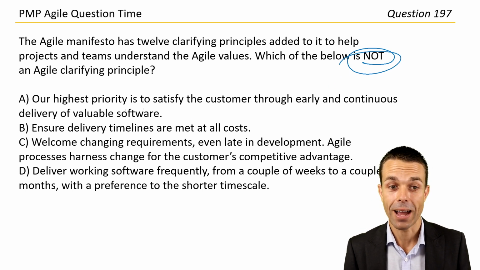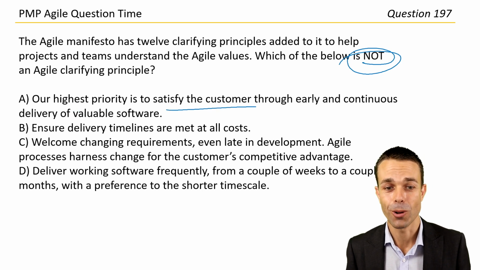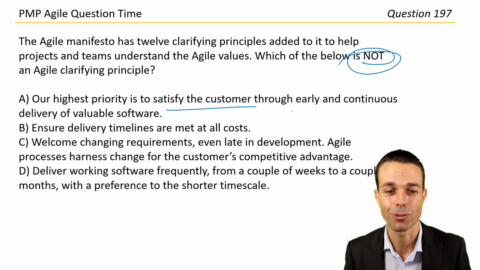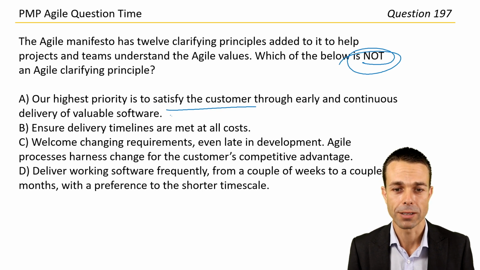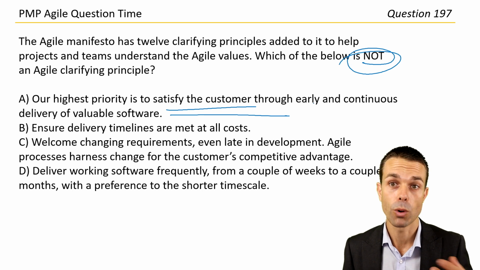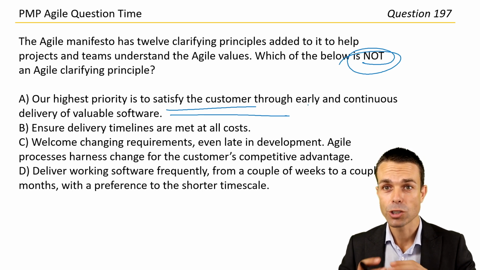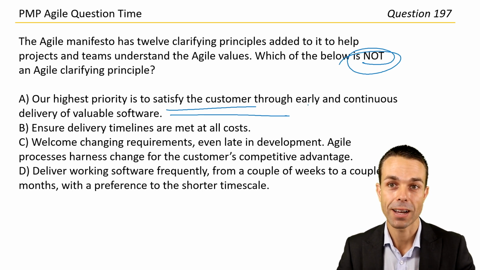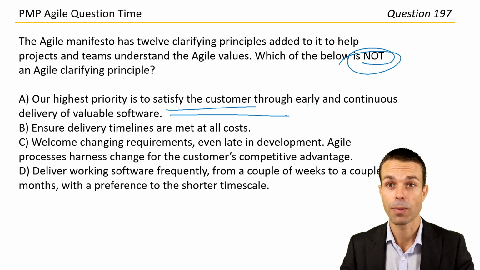Okay, our highest priority is to satisfy the customer through early and continuous delivery of software. What a beautiful way to do it. Definitely that's an Agile clarifying principle. We want to deliver more often if we can, get things in small increments in the hands of our customers so they can see, feel and touch it, or we can get the feedback that we need to adjust.